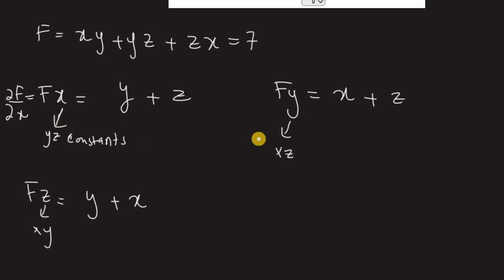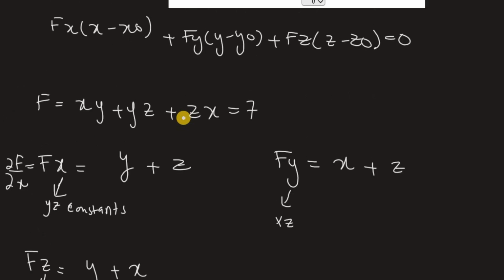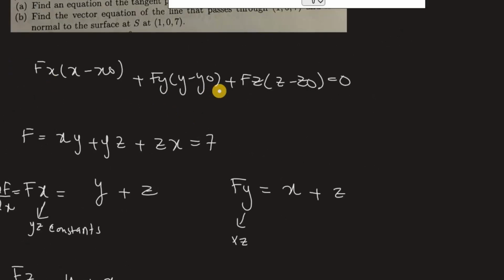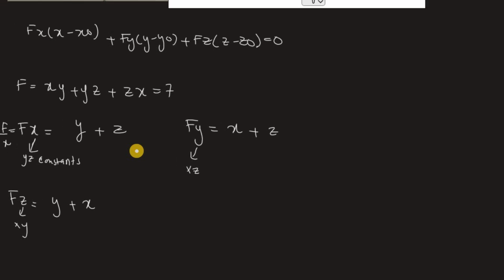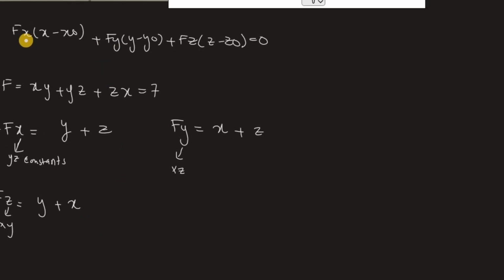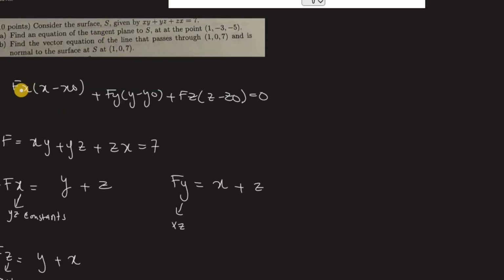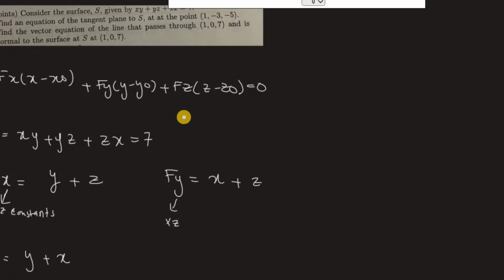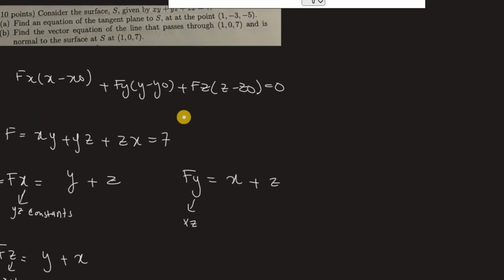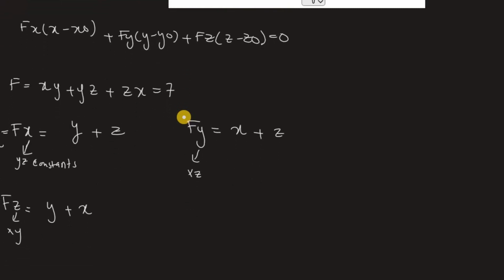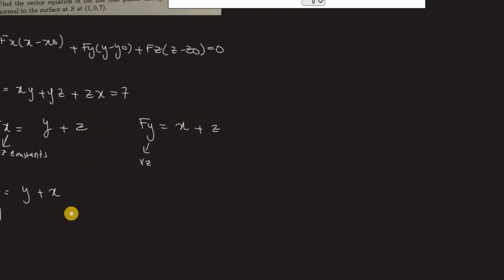So we have f_x, f_y, and f_z as y plus z, x plus z, and y plus x. Once we have our gradient vector, we can go ahead and plug this into this equation. This is the equation of the tangent plane. Once we have all these values, what are we going to do next? We're going to take the gradient vector that we have.